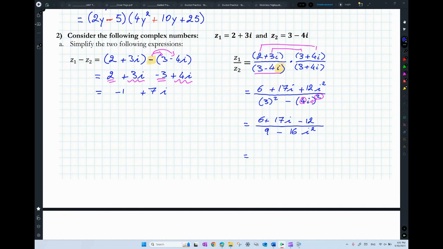Now, on top, 6 minus 12 is -6. So I have -6 plus 17i. And i squared is -1, so -16i squared is positive 16 plus 9, I will have 25.